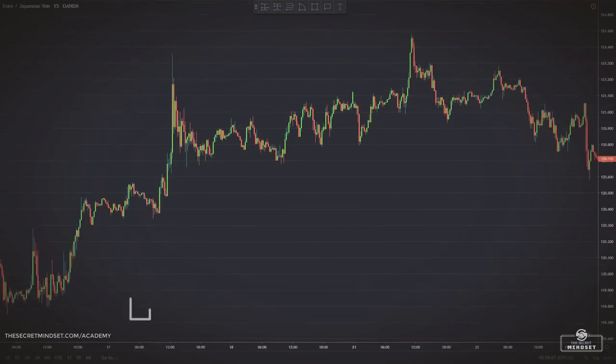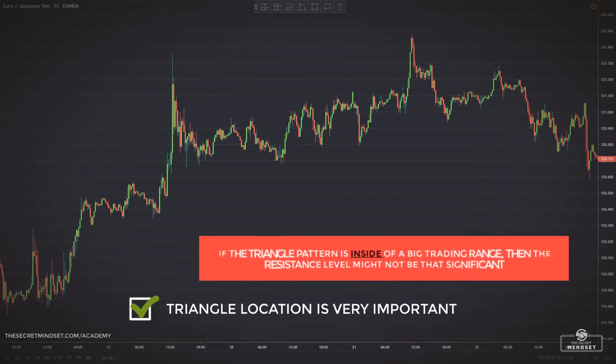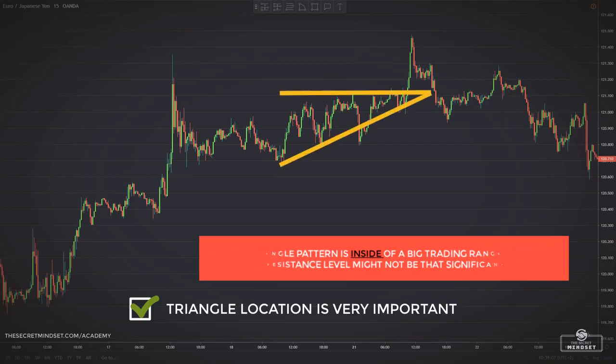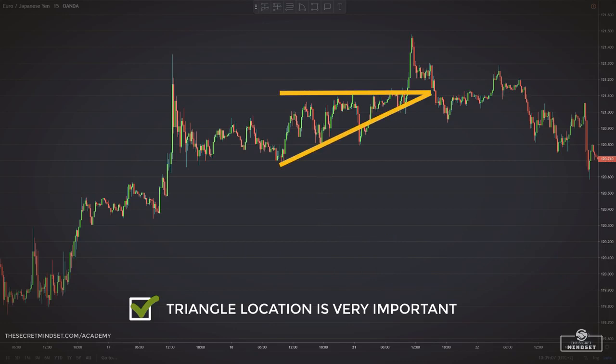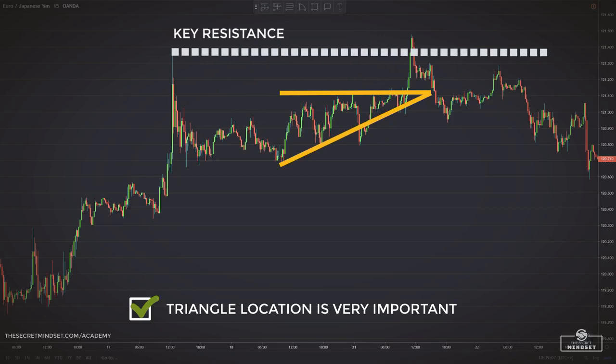The location of the pattern is also important. If the triangle pattern is inside a big trading range, then the solid resistance level might not be that significant. If you pay attention to this chart, you'll notice the triangle pattern. But the problem is that it develops inside a big trading range. So even if there is a small breakout, the upward movement is restricted by this other resistance.